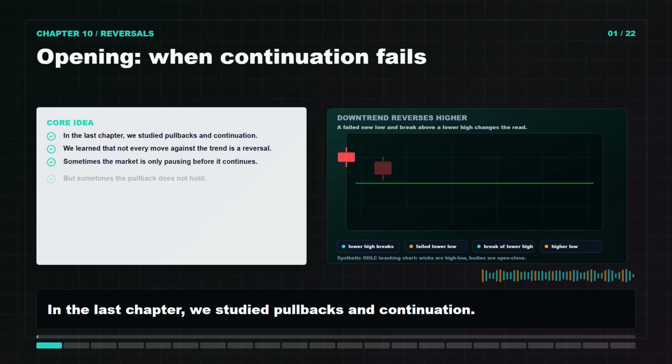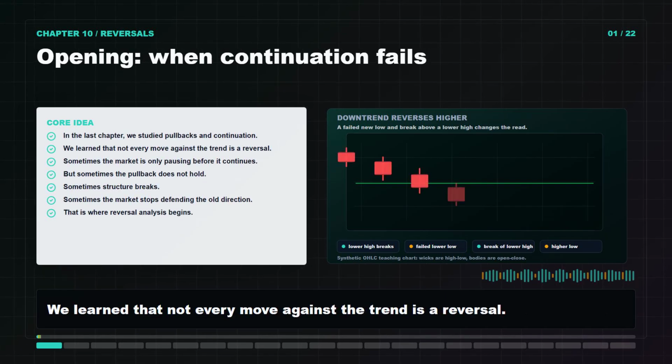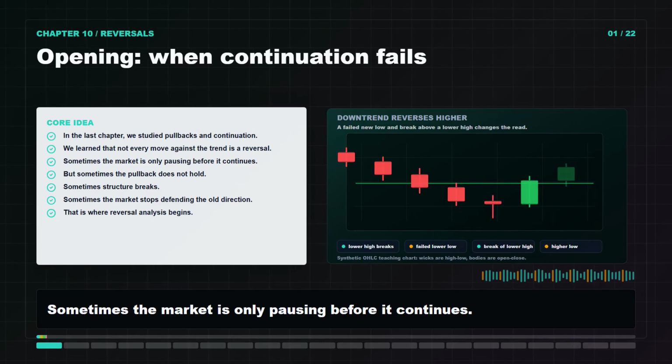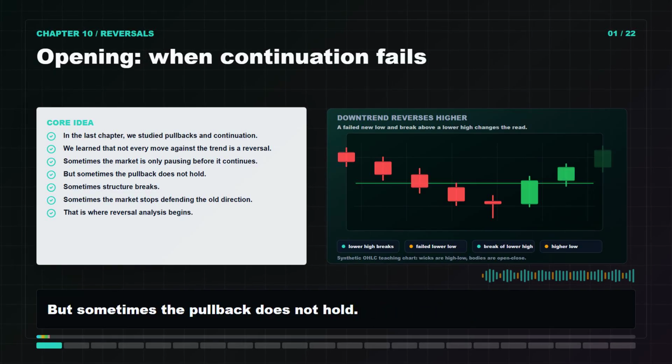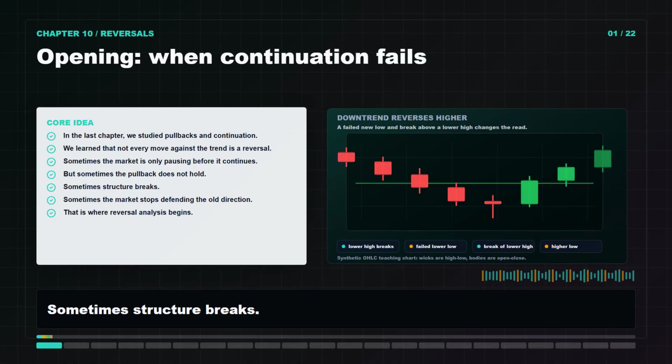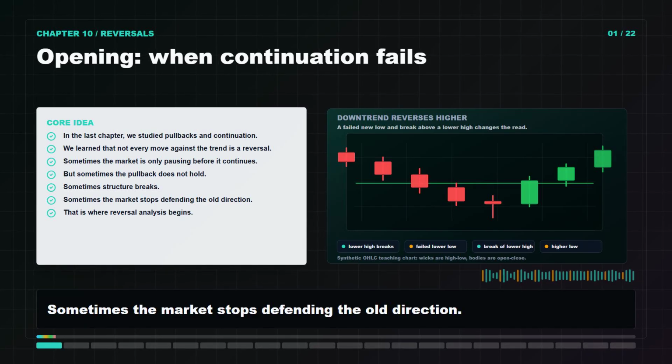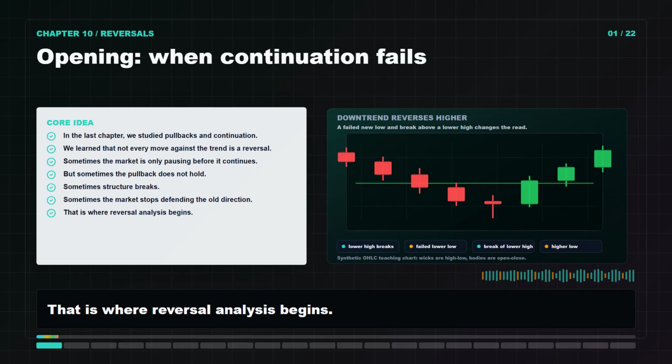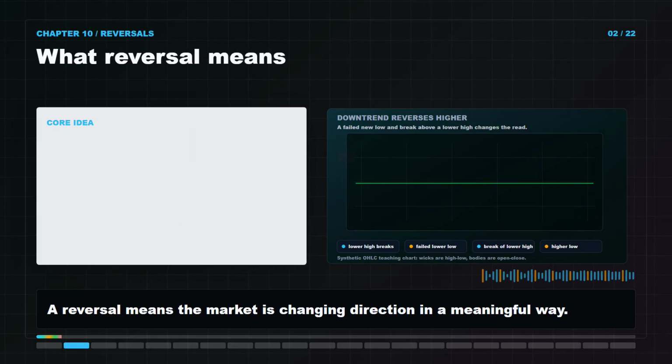In the last chapter, we studied pullbacks and continuation. We learned that not every move against the trend is a reversal. Sometimes the market is only pausing before it continues, but sometimes the pullback does not hold. Sometimes structure breaks. Sometimes the market stops defending the old direction. That is where reversal analysis begins.